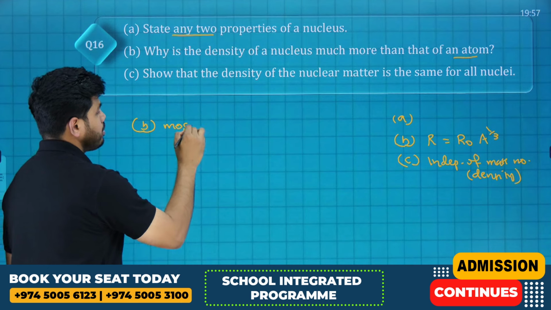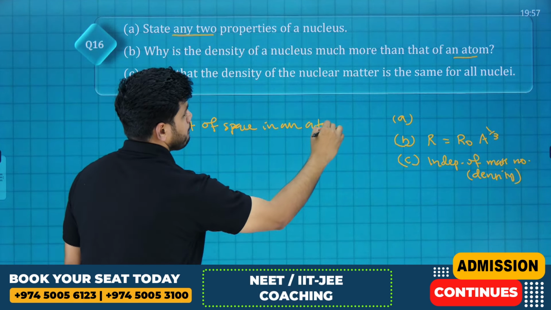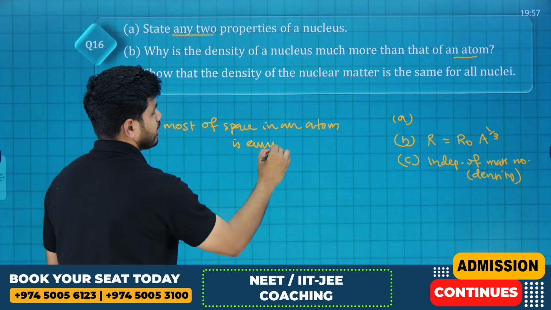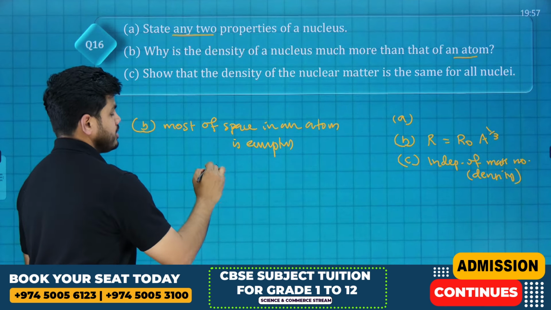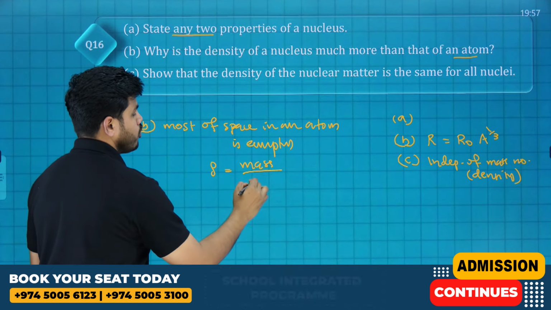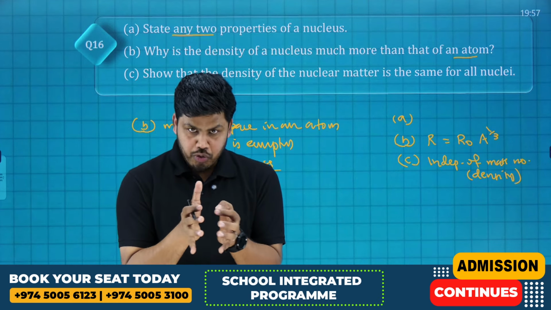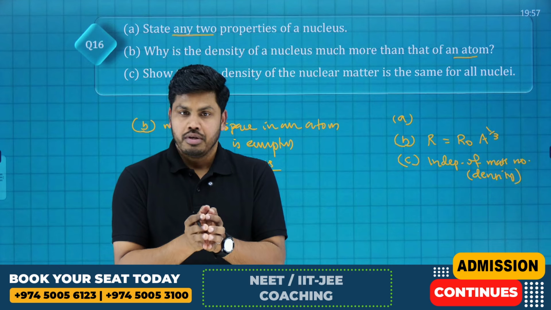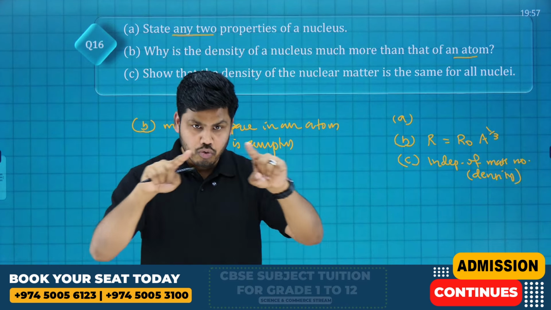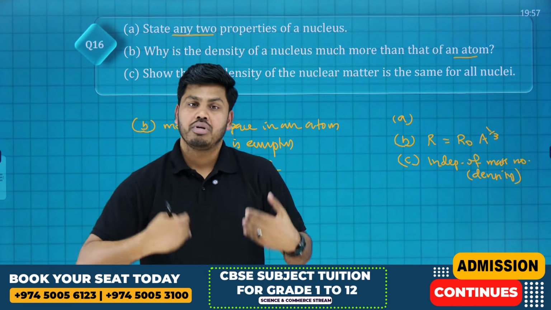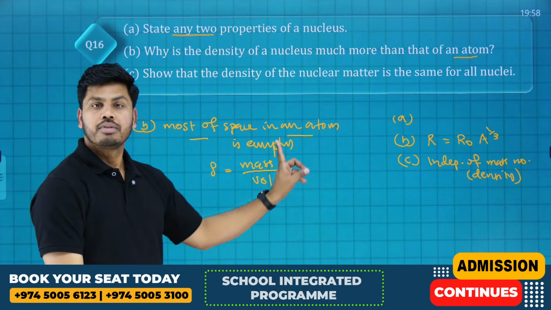So most of the space in an atom is empty. So what will be the result? It has a big volume. Density is calculated as mass by volume, right? So comparing to the nucleus, the nucleus has all the protons and neutrons together. So it is the heaviest part of the atom, and the atom is widely spread. Most of the space is empty. So if you go for density of the whole atom, it will be much less than that of density of the nucleus. We have so much empty space inside the atom.